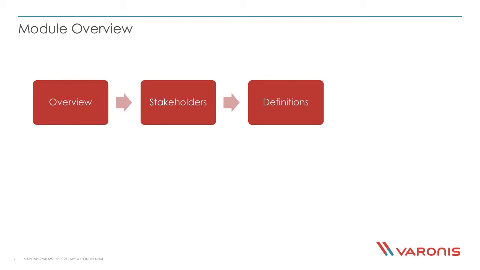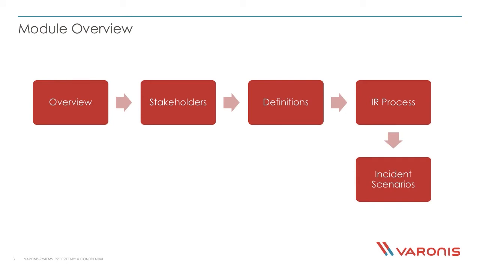Then we go to one of the most important parts of the plan, which is the incident response process. It is this process that gives the step-by-step that will be followed during the incident. Then we talk about incident scenarios, which is where we plan the response for each individual incident type. Then we have a quick overview of the communication plan, which defines how the communication is done internally and externally.